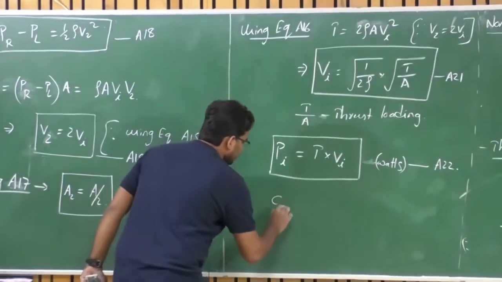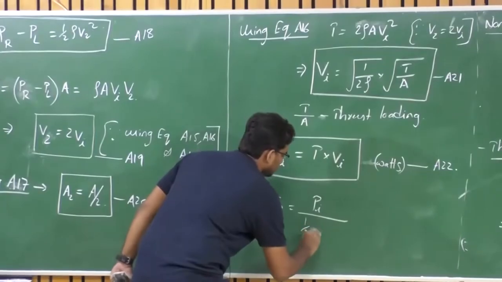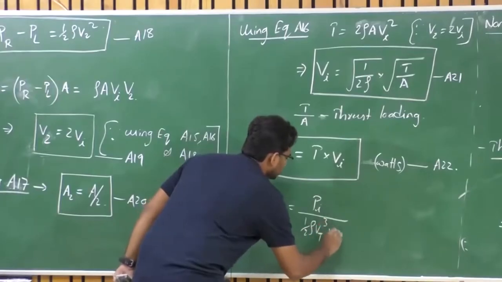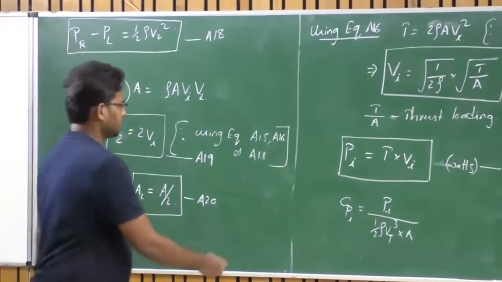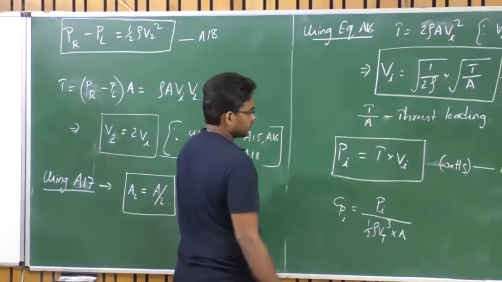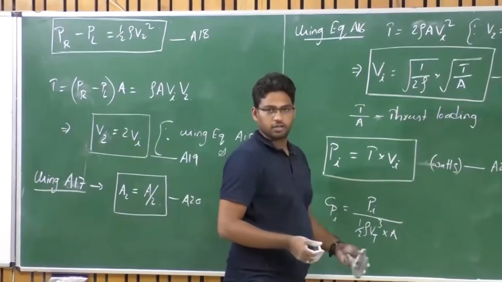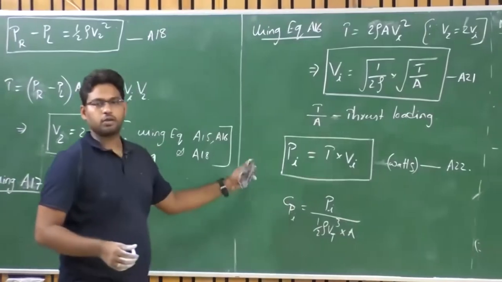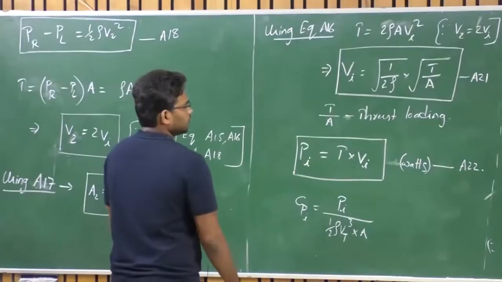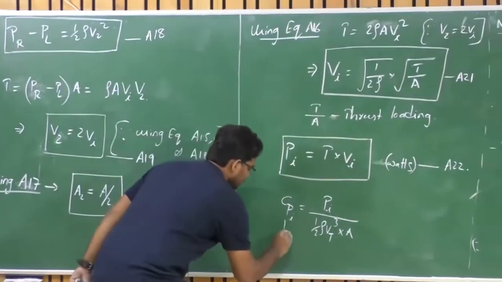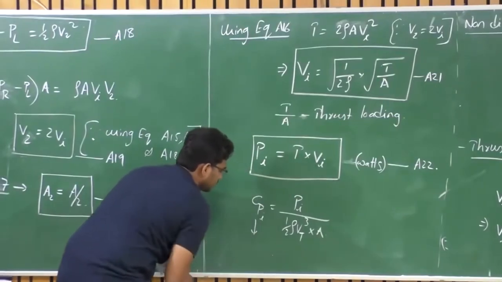So let us say Cpi is defined as Pi upon half rho Vt cube times area, right? Similarly, you can relate them. So you can substitute this in this particular equation, and then for T again you can convert it in terms of coefficient Ct. You will be able to arrive at this particular non-dimensional coefficient Cp, which is a non-dimensional number.